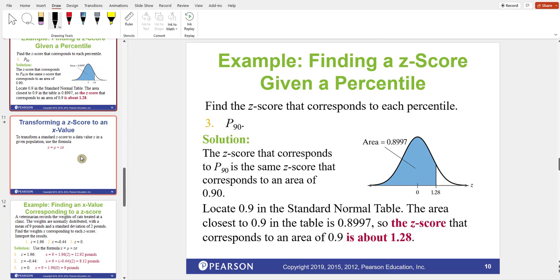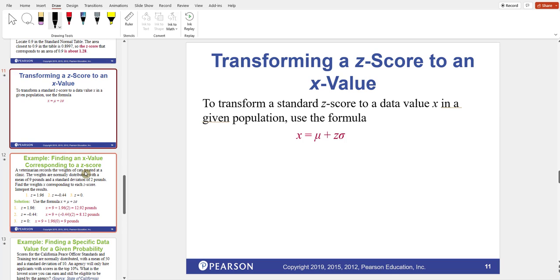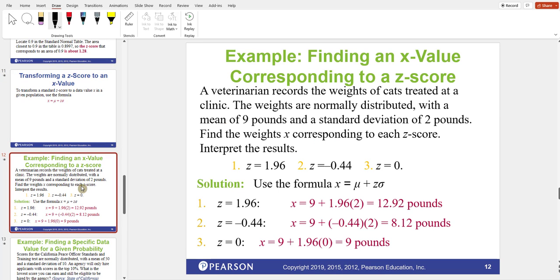I like using technology. So now in this next part, we're going to talk about how to transform a z-score to an x value. So to do that, we're going to use this formula. X is equal to the mean plus z times the standard deviation. So a veterinarian records the weights of cats treated at a clinic. The weights are normally distributed with a mean of 9 pounds and a standard deviation of 2 pounds. We're going to find the weights X corresponding to each z-score and interpret the results.